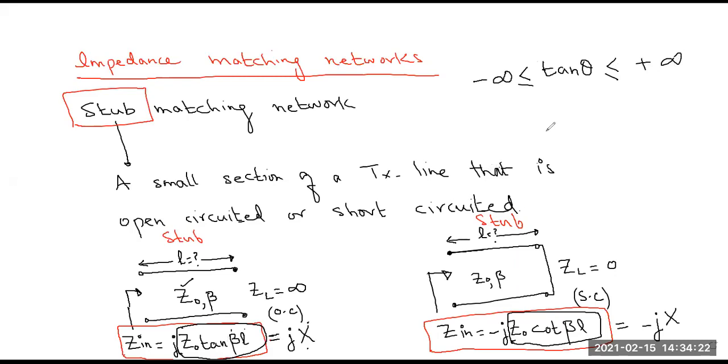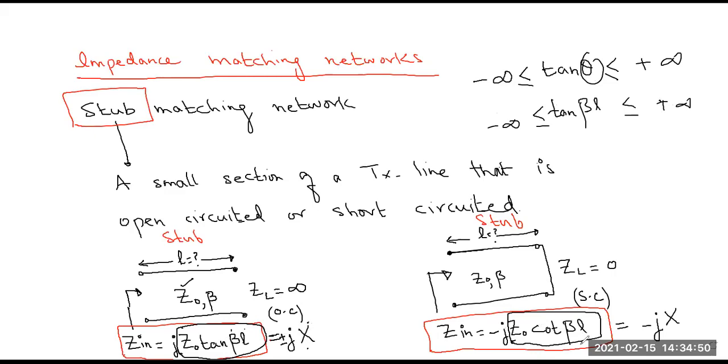So it means in this tangent, in our case, this theta is beta L. So it means this function, its value will also vary from minus infinity to plus infinity. So the value that you will get, x, can be positive as well as negative. So let me write it over here. This number can be plus jx, it can also be minus jx.